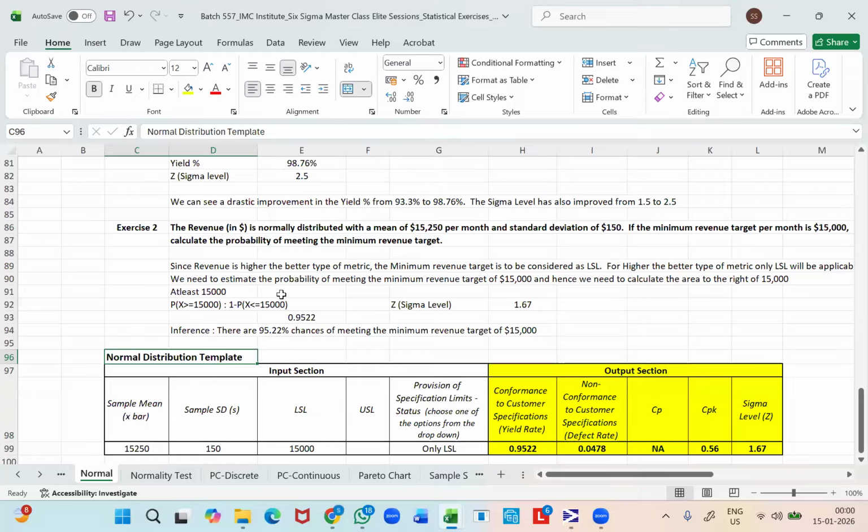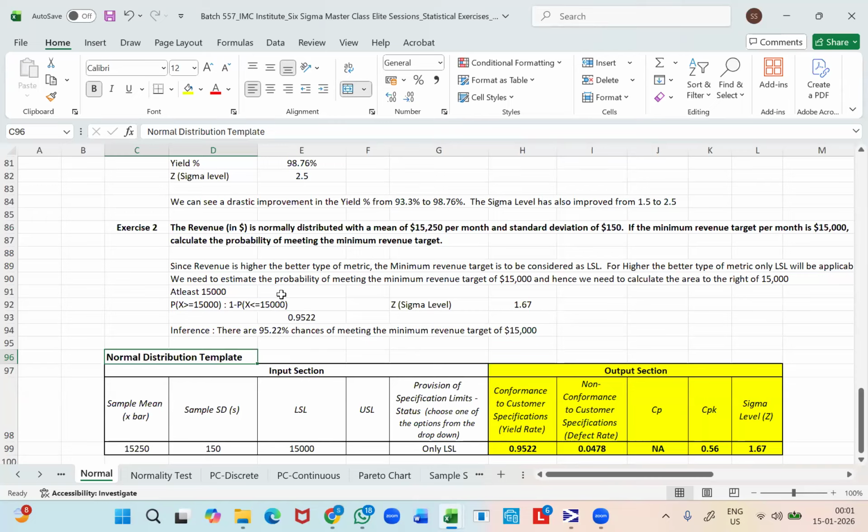So sigma level conceptually is nothing but the number of standard deviations we are able to pack between mean and LSL or mean and USL, whichever is minimum. So minimum will not arise if mean is aligning with the target or if the process is a centered process. And again, standard deviation and sigma level are contradicting metrics. By reducing the standard deviation, which is reducing the variation, we will be able to increase the sigma level. And we also worked out a couple of exercises under normal distribution.